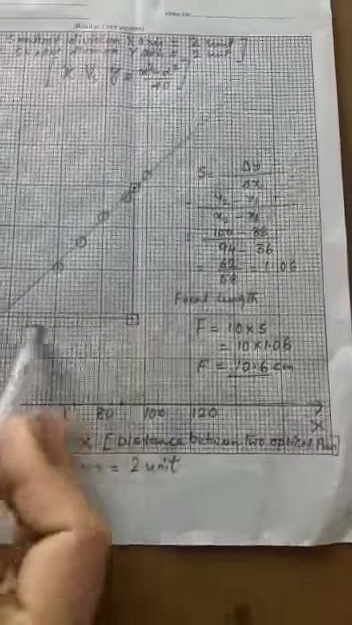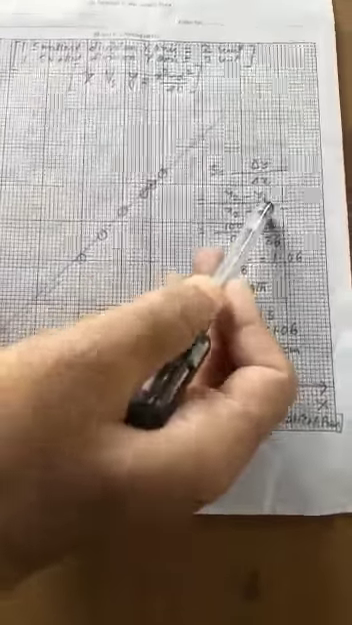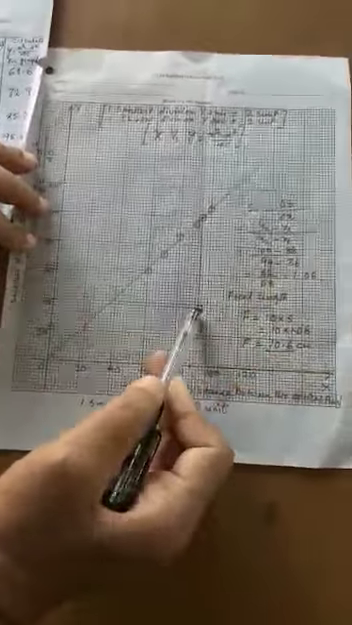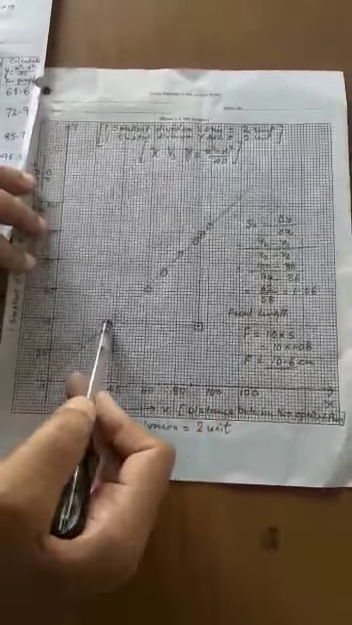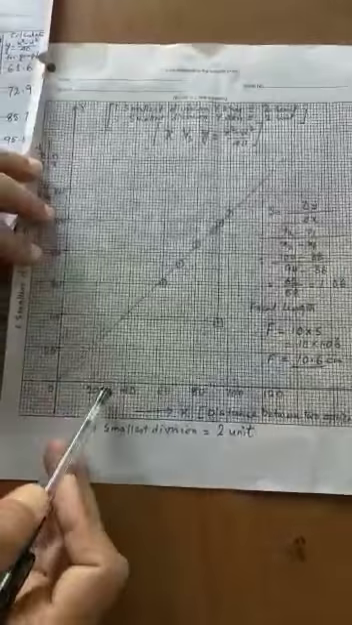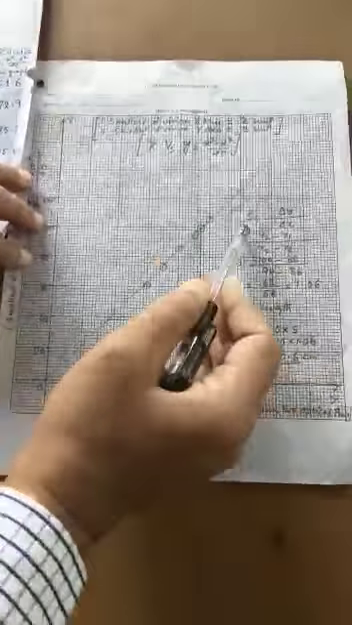So you see here S equals delta y over delta x. This is delta y, this portion, and this is delta x. This is y2, this is y1. So y2 minus y1 is the change in y, and x2 minus x1 is the change in x. Here y2 is 100 and y1 is 38, and x2 is 94 and x1 is 36, this point corresponding to this point.